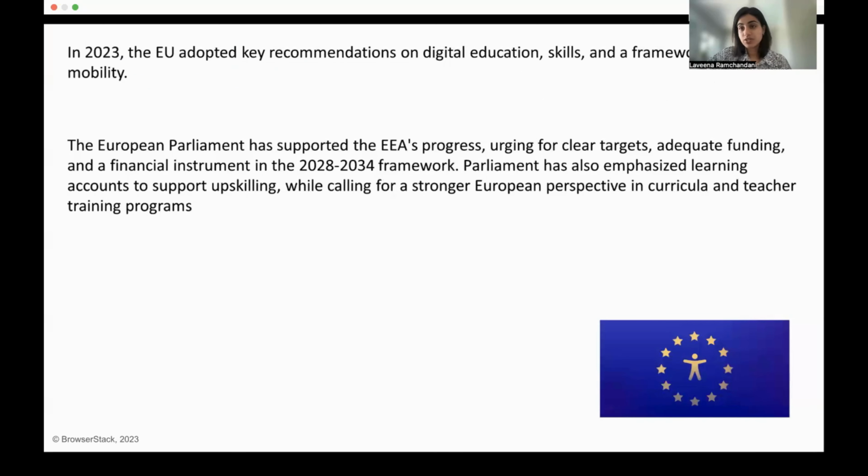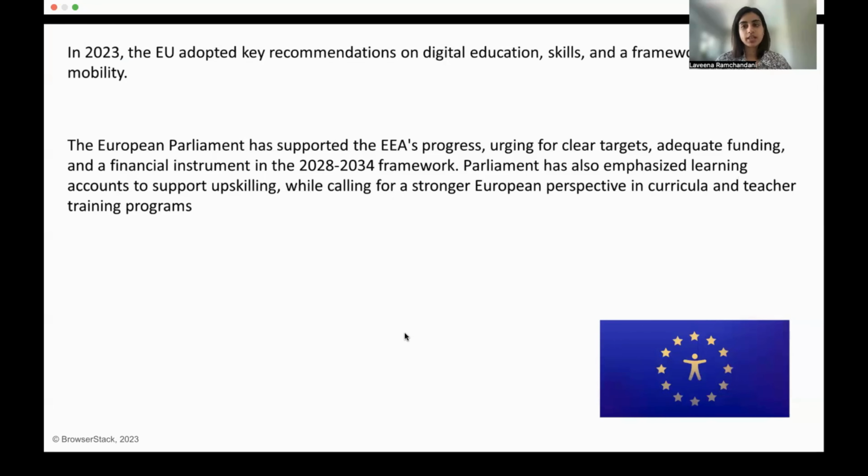And in that, as we just saw, accessibility played a big role. So let's have a look at what that is. In 2023, the EU adopted key recommendations on digital education, skills and a framework for learning mobility. The European Parliament has supported the EEA's progress, urging for clear targets, adequate funding, and financial instruments in the 2028 to 2034 framework. Parliament has also emphasized learning accounts to support upskilling while calling for a stronger European perspective in curricula and teacher training programs.